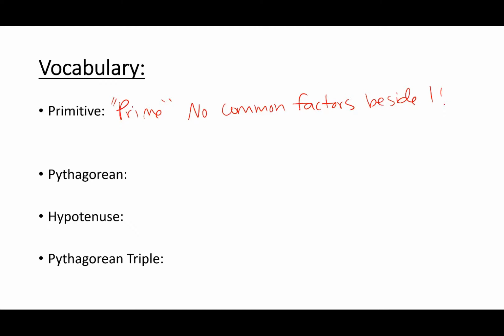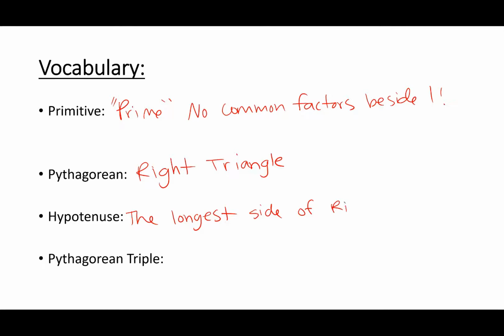Pythagorean, I think, is important just because we need to know what we're dealing with. So this tells us we are going to deal with right triangles. Okay, that'll at least give us something visual to look at. Hypotenuse is the longest side of a right triangle. So we have a visual. Those two vocabulary words give us something to look at.